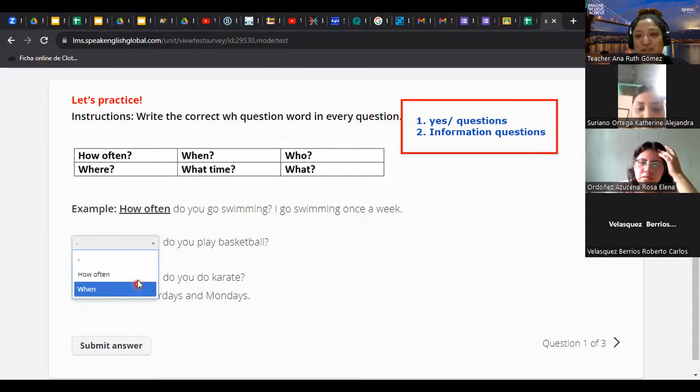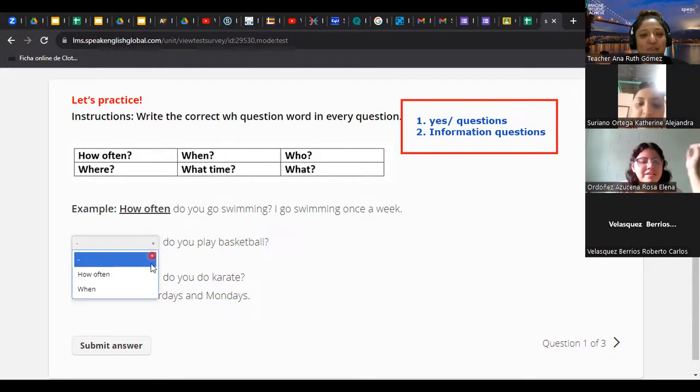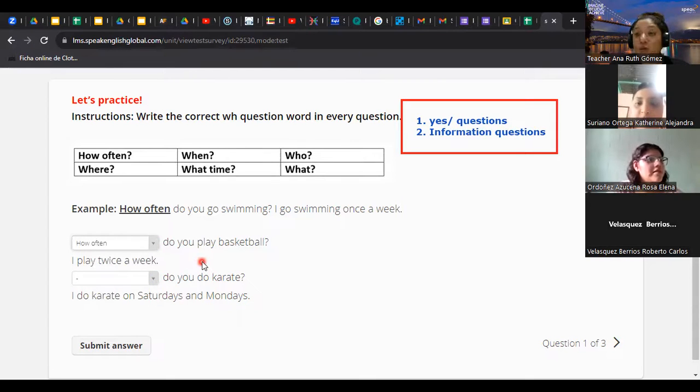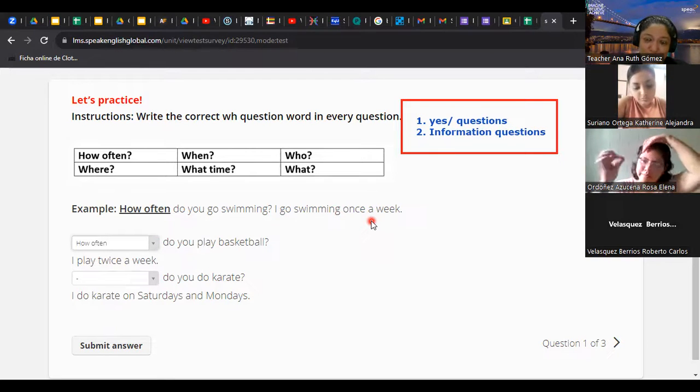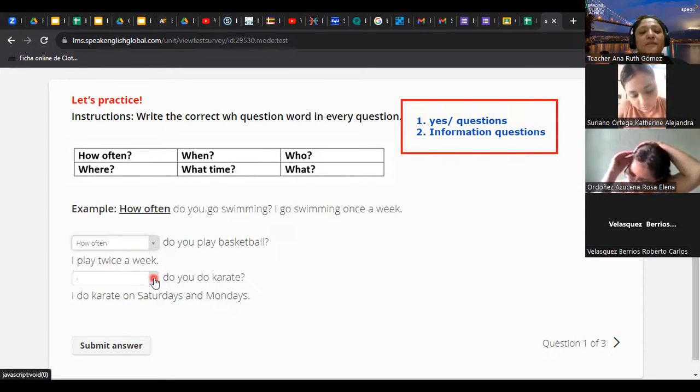Well, you have two options, how often and when. So which is the option? When do you play basketball? I play twice a week. How often? Yes, because how often is frequency. Remember that twice a week is a frequency expression. Once a week is a frequency expression. Okay, what about the next one?